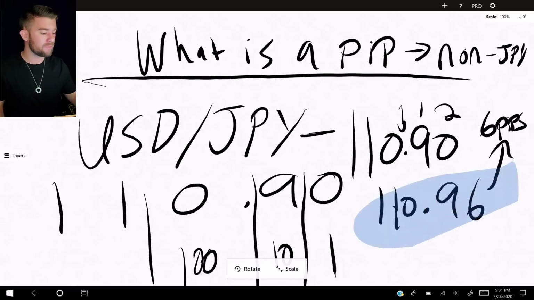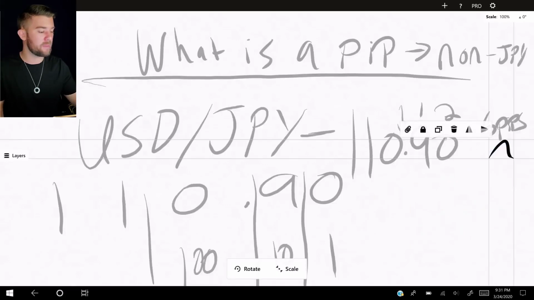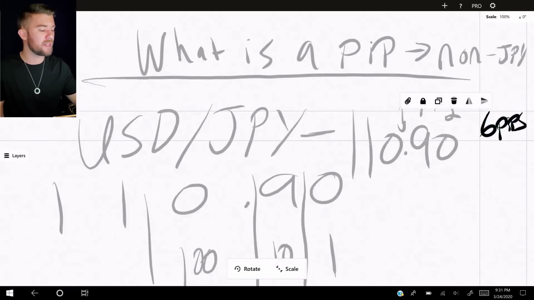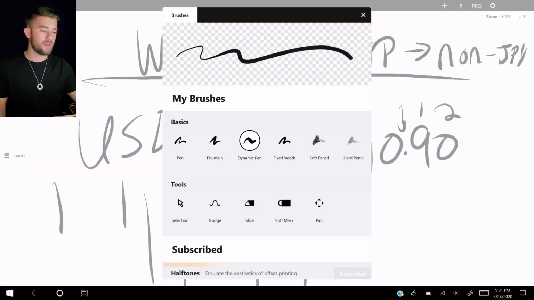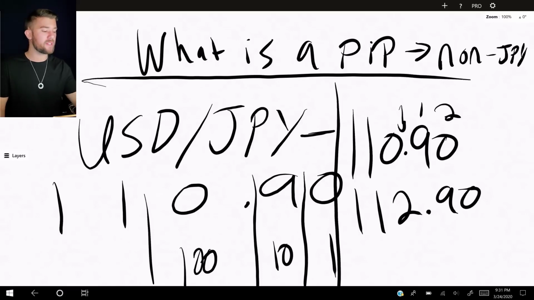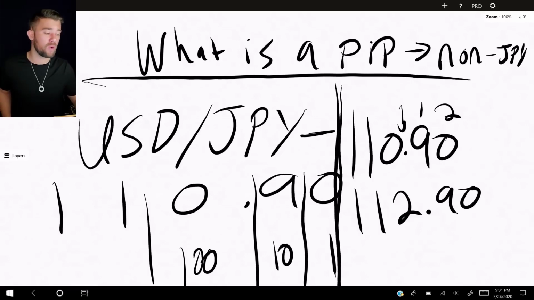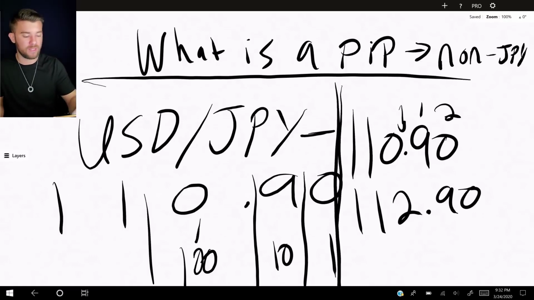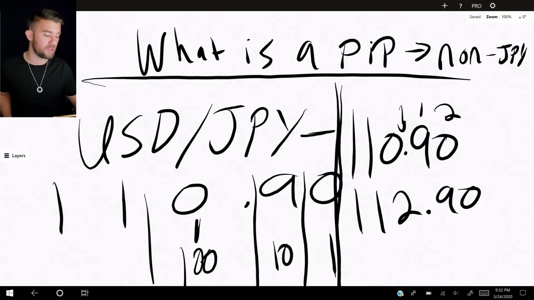So instead of us rising by 6 pips, I want you to tell me how much we are rising in this case. Let's go with 112.90. If price of the dollar yen goes from 110.90 to 112.90, then how much has that value risen? How much has the price gone up? This, my friends, would be 200 pips, because this column that was 0 is the hundreds column. So this would be a plus 200 on the dollar yen.